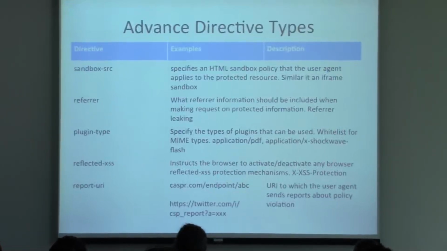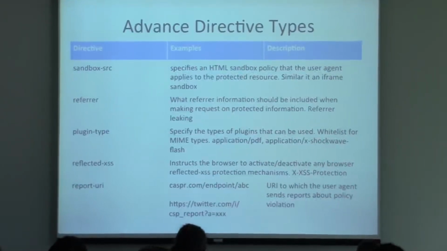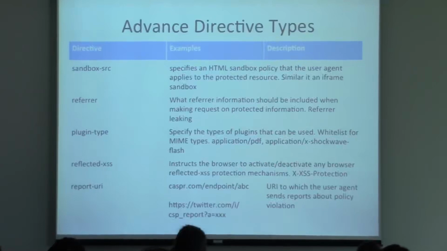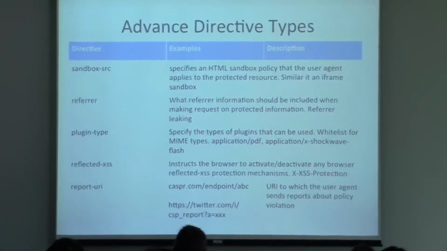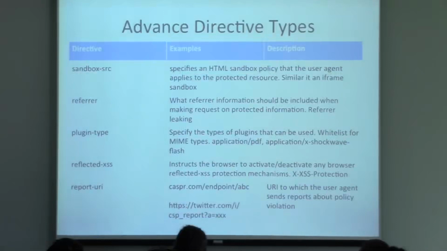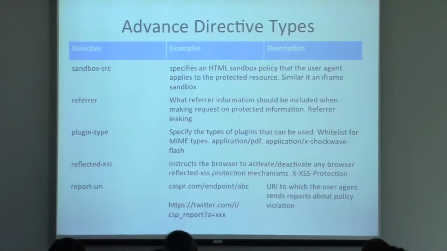You can specify how you want the referrer to be handled so you don't get referrer leaking when switching between mixed content. The plugin types, so like if you only want your page to load PDFs or X-Shockwave Flash or something like that. And then you can also instruct the browser on how it should handle XSS reflective protections. Like we talked about XSS Auditor a minute ago, you can say, hey, I want you to only block, or hey, I don't want you to use the blocking of this feature, which is really similar to the XSS protection header. So this CSP kind of gives you 3 headers in one, which is kind of cool, in the new version 1.1.